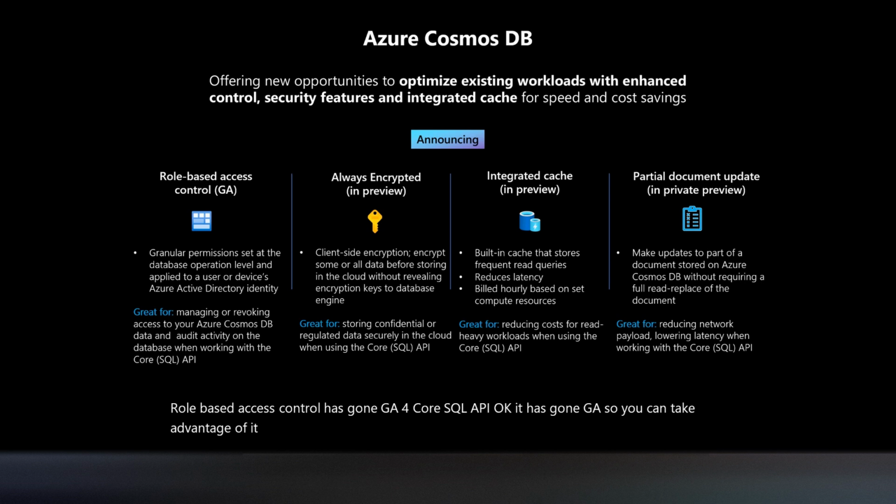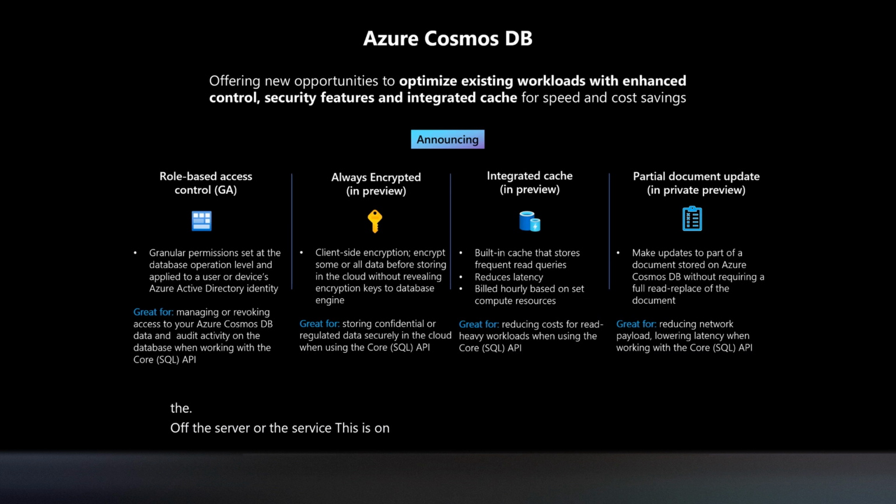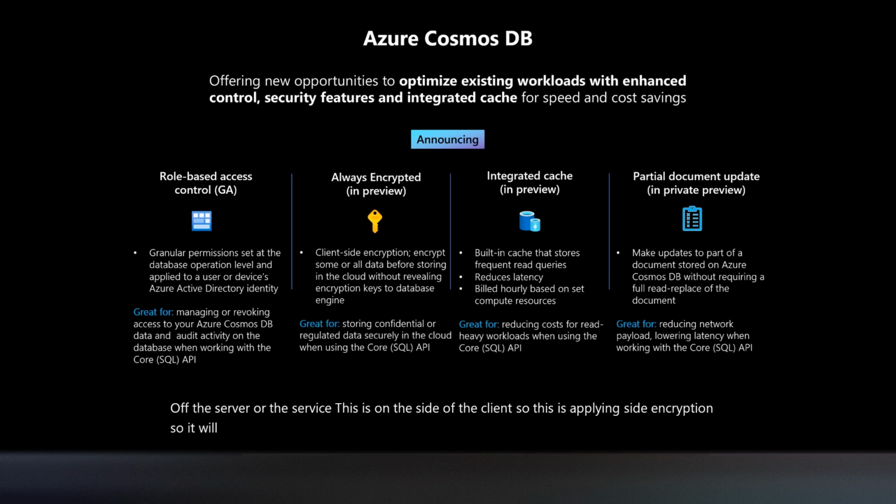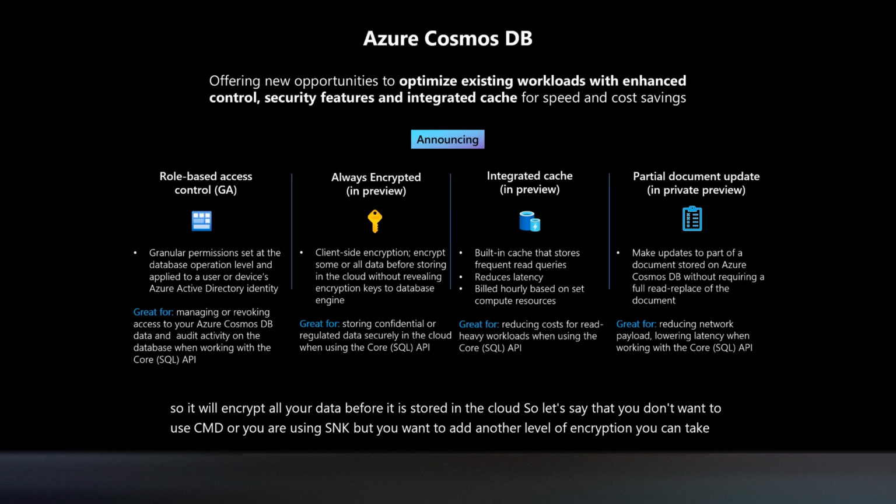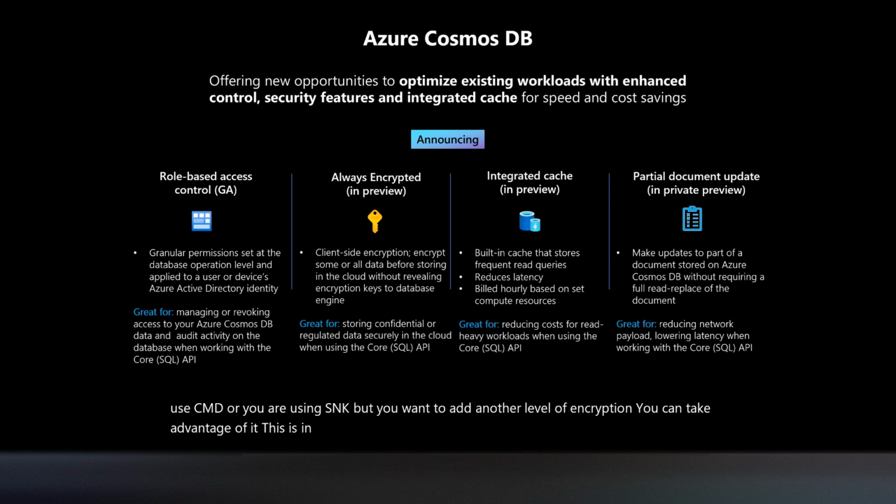And then we have Always Encrypted. This is encryption not on the side of the server or of the service. This is on the side of the client. So this is client-side encryption. It will encrypt all your data before it is stored in the cloud. So let's say that you don't want to use CMK, or you are using CMK, but you want to add another level of encryption, you can take advantage of it. This is currently in public preview.